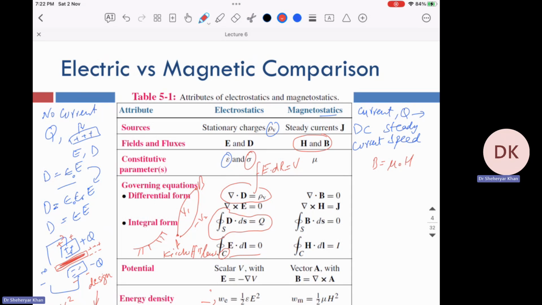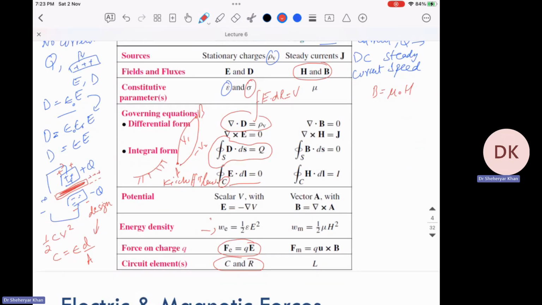And similarly, we have potential. We take the gradient, we get the electric field. We take the curl of a vector A, then we get B. Another counterpart definition in magnetostatics is the energy. As we know, capacitors can store energy inside due to their electric field. Inductors can store energy inside the coil. So the energy is equal to half L I squared, right? That's the inductor.